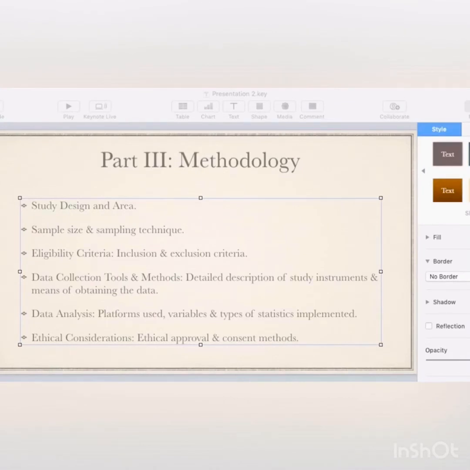And under these subheadings, the methodology must be presented. The first of which is the study design and area, during which you describe briefly the study area, the population characteristics, or the population number itself, and also a brief description about the region where the study is being conducted. The second subheading is the sampling size or sampling technique. The sample size is an absolute must.